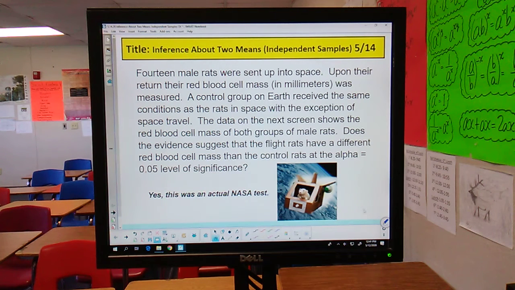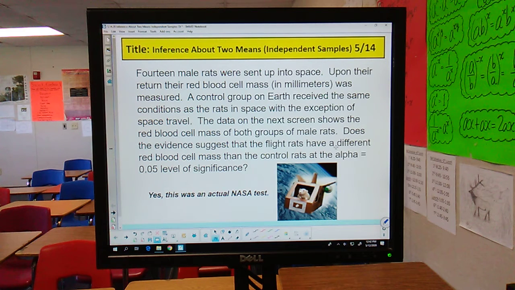And this is a problem we saw earlier in the year, if you remember. 14 male rats were sent up into space. Upon their return, their red blood cell mass in millimeters was measured. A control group on Earth received the same conditions as the rats in space with the exception of space travel. The data on the next screen shows the red blood cell mass of both groups of male rats. Does the evidence suggest that the flight rats have a different red blood cell mass than the control rats at the alpha equaling 0.05 level of significance? And yes, this was an actual test by NASA.